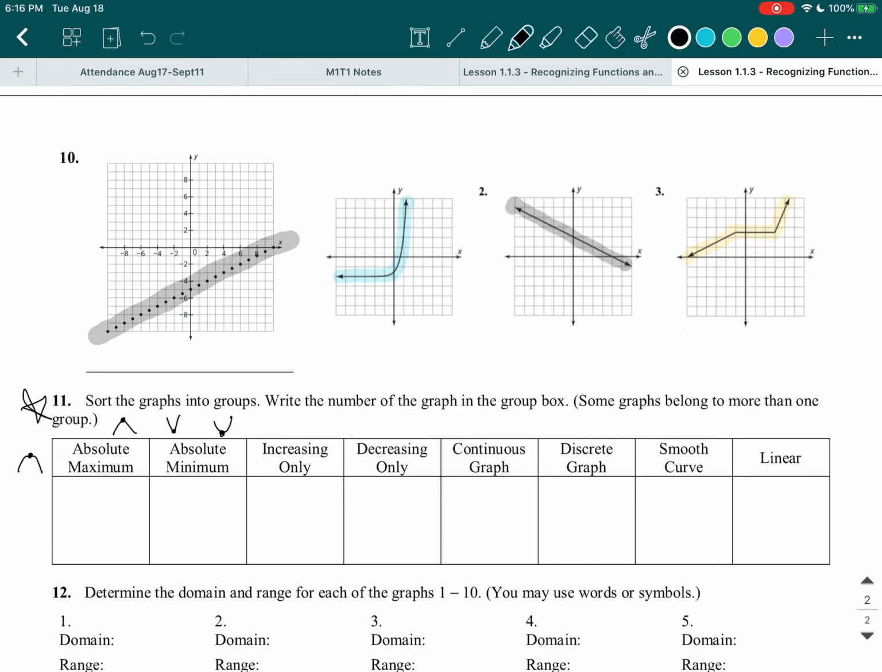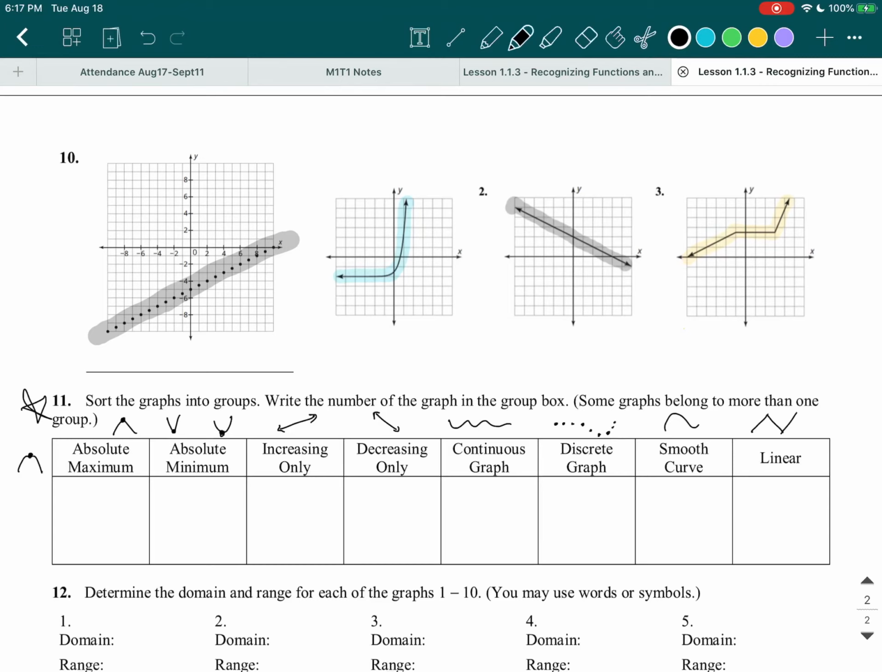Increasing only, remember we're doing left to right, so it goes upwards. Decreasing only goes downwards towards the right. Continuous graph means it's made of a line, so like I'll just draw a squiggly line. And discrete graph is made of polka dots. Okay? A smooth curve is like when it's bendy. Oops, why does that look so weird? Let's do that again. Like that, here's a smooth curve. And linear is straight lines, maybe it has corners, okay? So linear, zigzag, smooth curves like a wave, really smooth, okay?